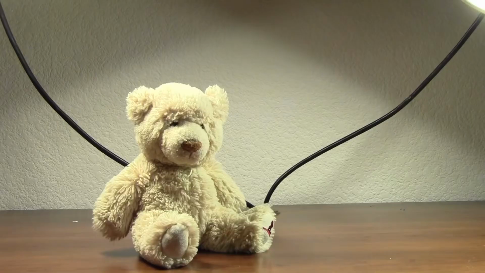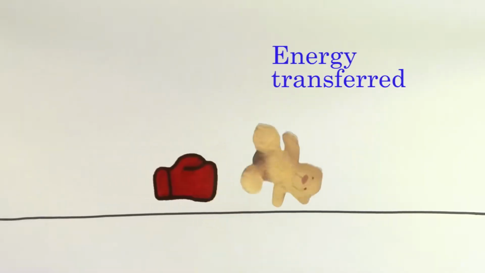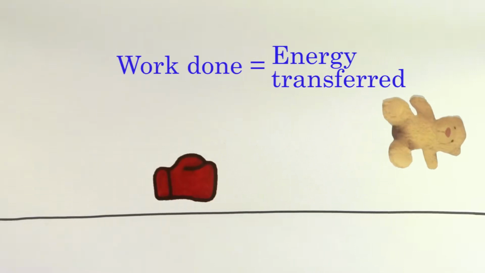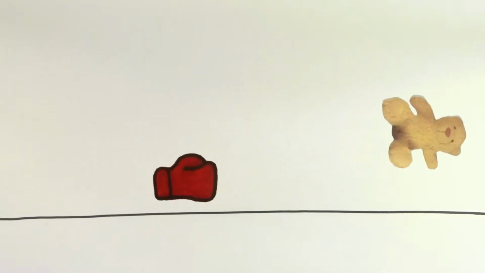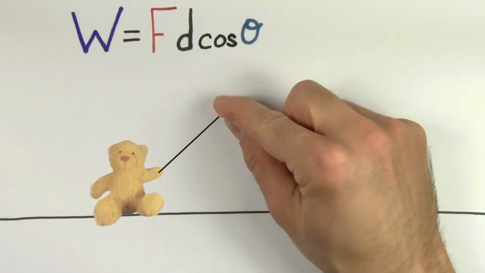In order to transfer energy to an object, you've got to exert a force on that object. The amount of energy transferred by a force is called the work done by that force. The formula to find the work done by a particular force on an object is W equals Fd cosine theta.